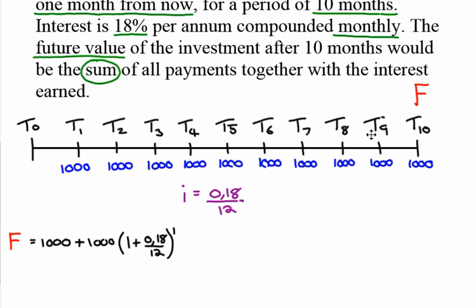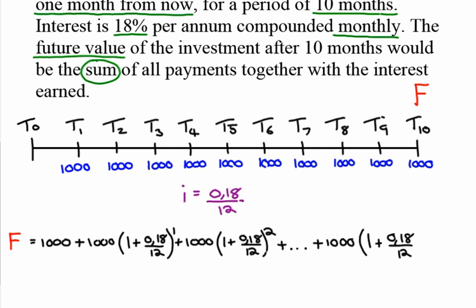Let's look at the next one. That 1,000 accumulates interest for 2 months. So I've got 1,000 and its interest for 2 months. Now I keep on going, I look at each and every one of those till I get all the way back to this 1,000, and it accumulates interest for 1, 2, 3, 4, 5, 6, 7, 8, 9 months. So that 1,000 Rand accumulates interest for a total of 9 months.